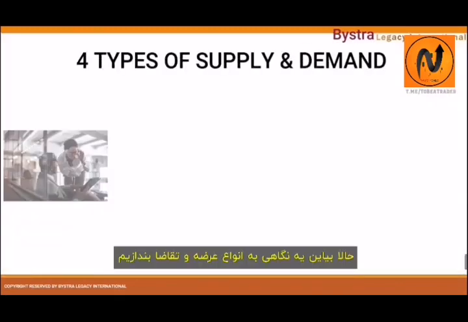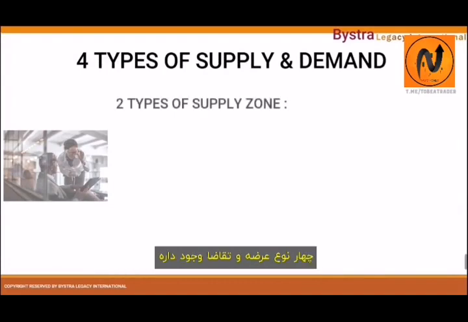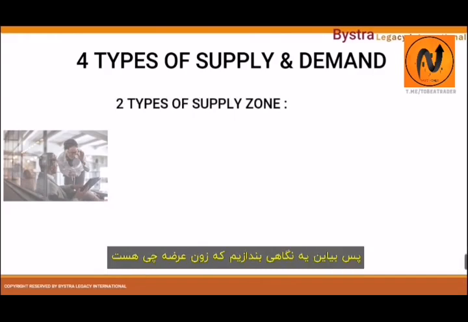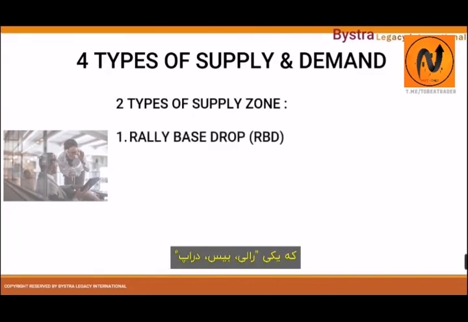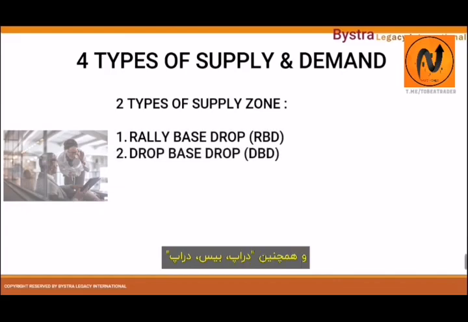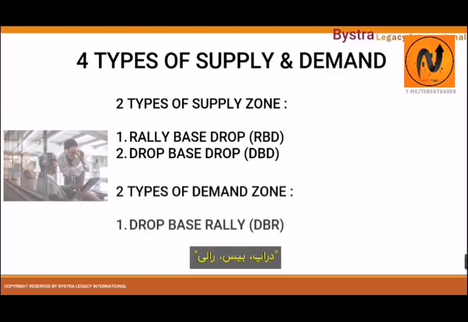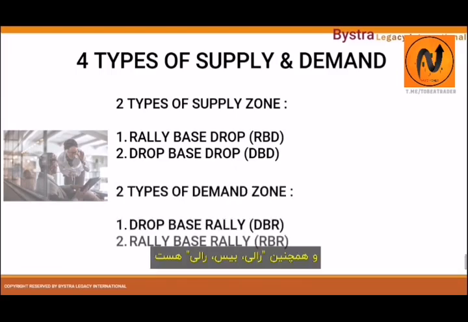Next, let's have a look at the types of supply and demand. There are 4 types of S&D, 2 of which are supply zones. The supply zone consists of 2 types, which are the Rayleigh-based drop and the drop-based drop. The other 2 types are demand zones: the drop-based Rayleigh and the Rayleigh-based Rayleigh. I will show you a few examples later on. Most important, guys, you have to remember these 4 types of supply and demand.